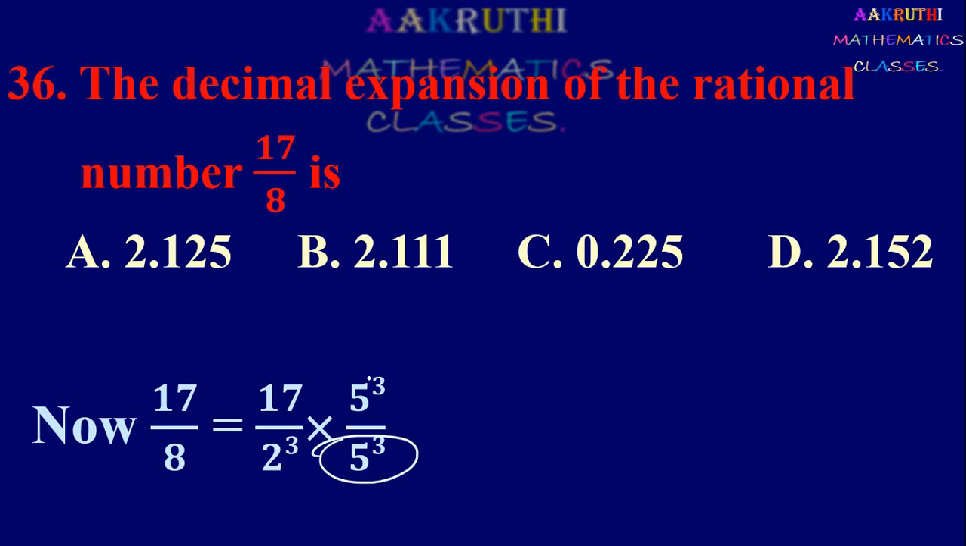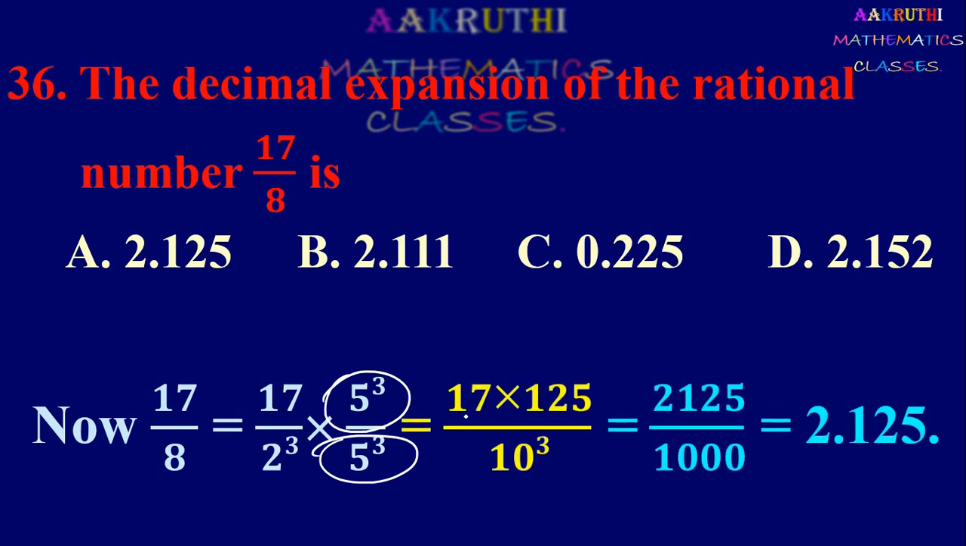So then we multiply by 5 cube. That is 2 cube into 5 cube is 10 to the power 3. So that is 2 into 5 is 10 and we get 10 to the power 3. So therefore the given number can be written as 17 into 125 divided by 10 cube.